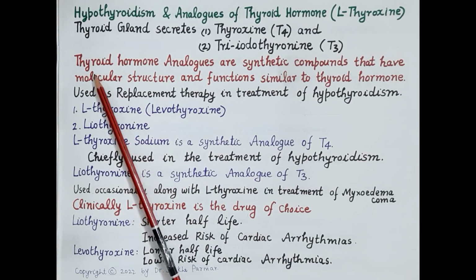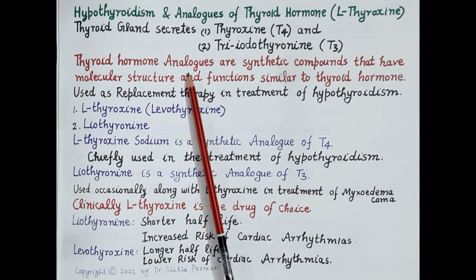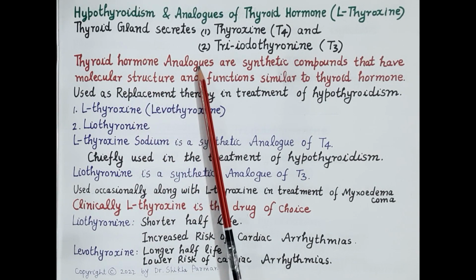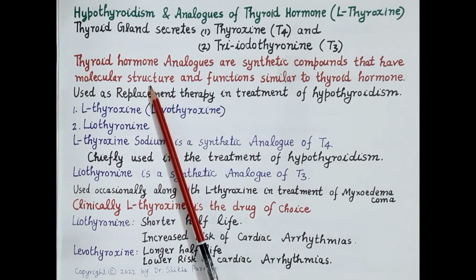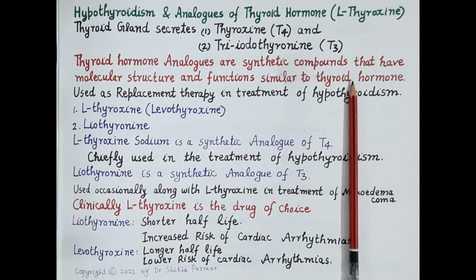Now, let's understand what are thyroid hormone analogues. Thyroid hormone analogues are synthetic compounds that have molecular structure and functions similar to thyroid hormone. So, thyroid hormone analogues are the compounds with structure and functions similar to T3 and T4.